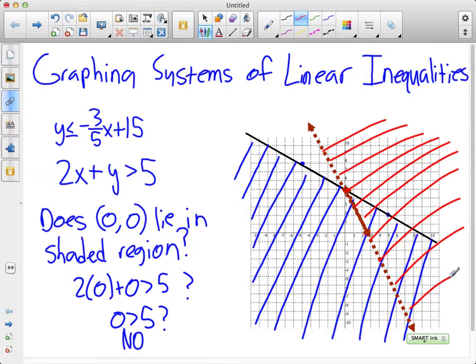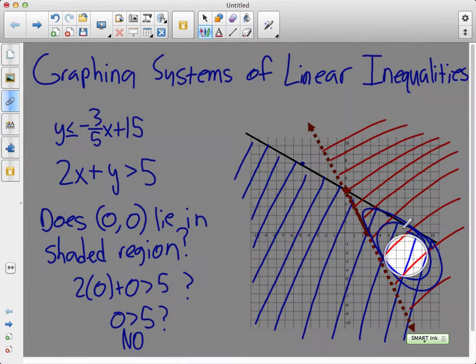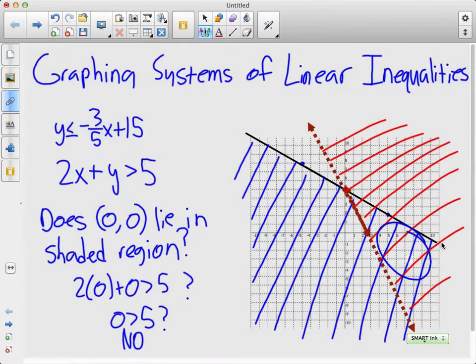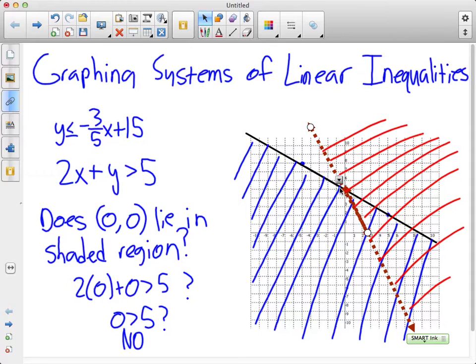So then the solution to the system of inequalities is the part that is shaded by both inequalities. So right in here we have the red and blue overlapping. So that section is the solution to the system of inequalities. Let's do some more.